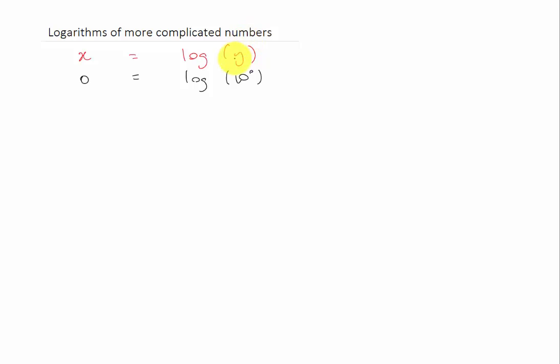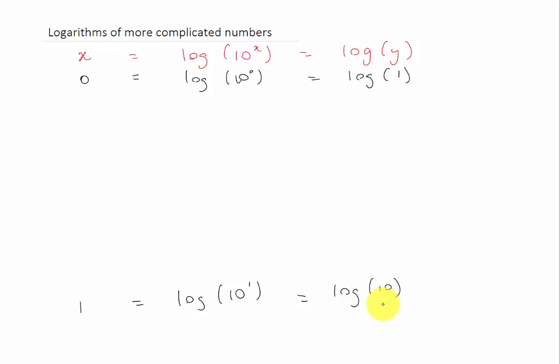In fact, let's write this as 10 to the power x, which is equal to log of y. Let's write it out like that. So 0 is equal to the log of 10 to the 0, which is equal to the logarithm of 1, because any number raised to the power 0 is equal to 1, and we know that 1 is equal to the logarithm of 10 to the power 1, which is equal to the logarithm of 10, because any number to the power 1 is equal to itself.